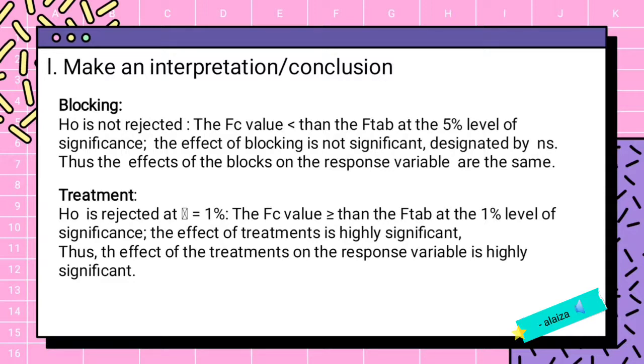Treatment: HO is rejected at 1%. The FC value is greater than the F tab at the 1% level of significance. The effect of treatment is highly significant. Thus, the effect of the treatments on the response variable is highly significant.